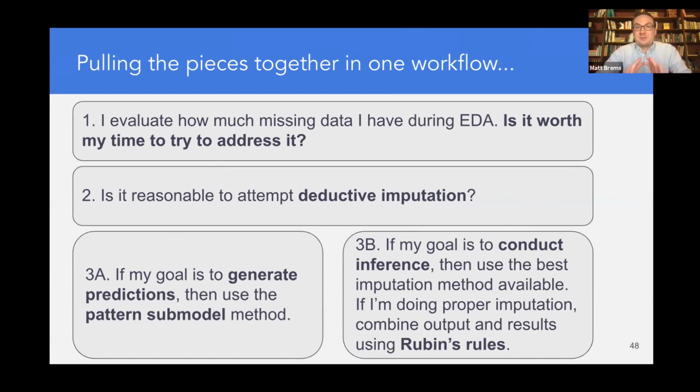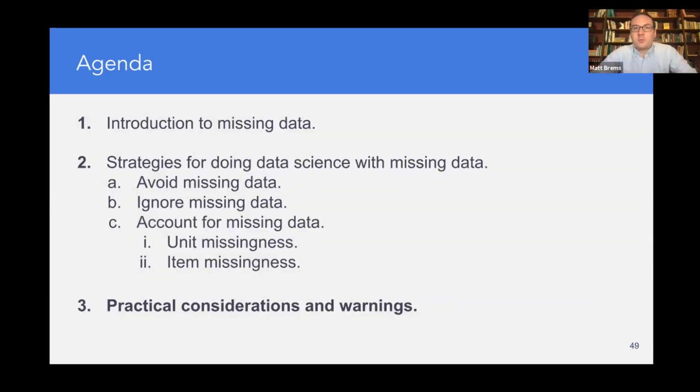So I know that that was a ton. I just walked through the 3 different types of missing data, 5 different ways of handling missing data, and talked about some of the considerations. Now, to pull this together in one workflow, we're almost done, and I know we're coming up on time. I want to wrap up with 3 practical considerations and warnings for you as you think about how to go about this.